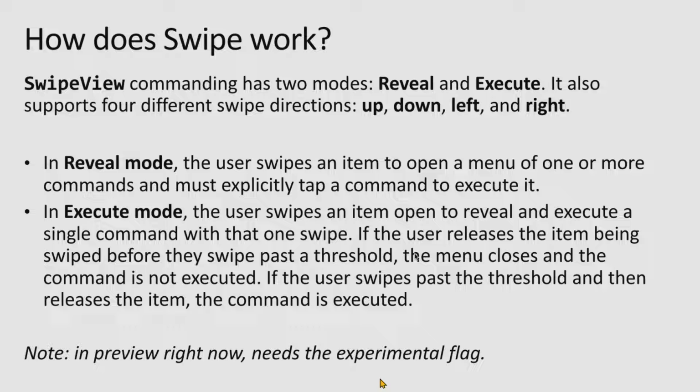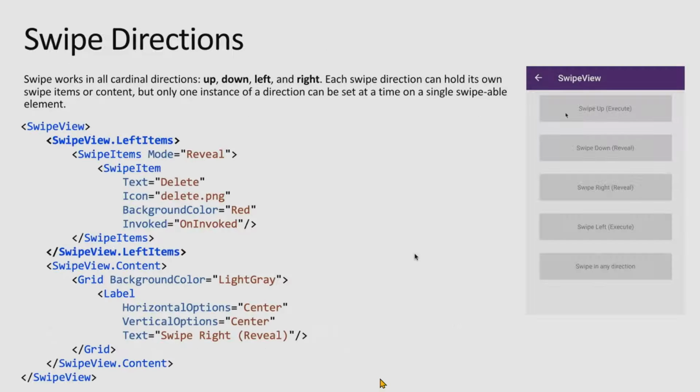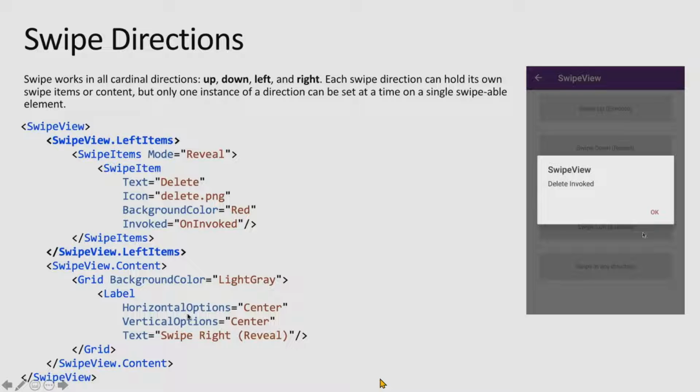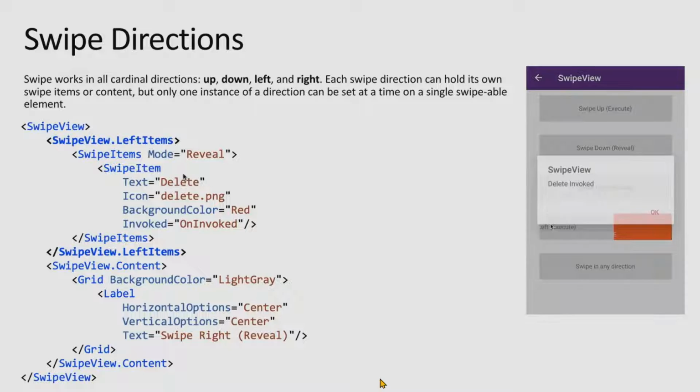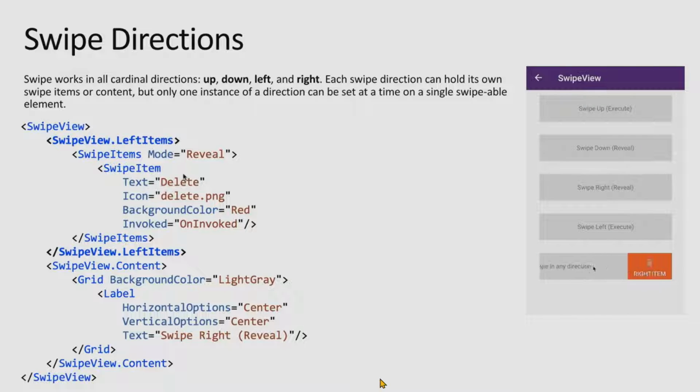As with other previous controls, this control is still in preview, and this needs the use of the experimental flag. So here we have a basic demo using the swipe view. What we are seeing here is the swipe content that can be any kind of content. We're using a basic layout with a label, and then the swipe item is a basic element that allows us to set a text, an icon, a background color, and then of course have commands and methods to be invoked.